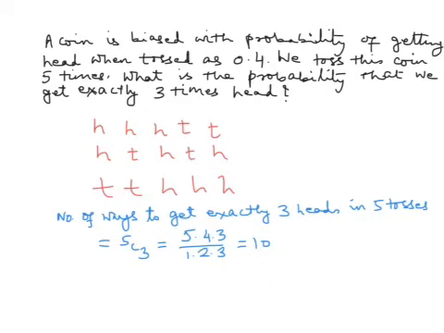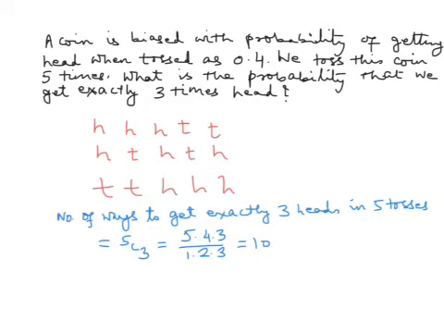If we try to find out in how many ways we can get exactly 3 heads in 5 tosses, then that is equal to 5C3, which when we compute will be 5 into 4 into 3 divided by 1 into 2 into 3, and that gives us 10. So there are 10 ways to get exactly 3 heads in 5 tosses.